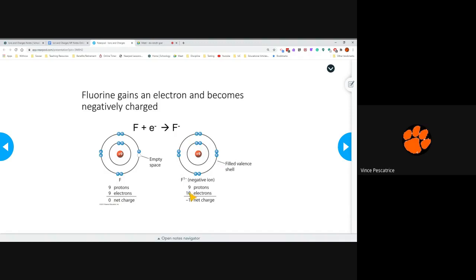However, if you look at the ratio of electrons to protons, you have 9 protons and now 10 electrons, which gives you an overall net charge of 1 because you have 1 more electron than proton. So this is where charges come from: the comparison of protons to electrons and which one is more, and that's the charge. We're going to learn about what charges do later.